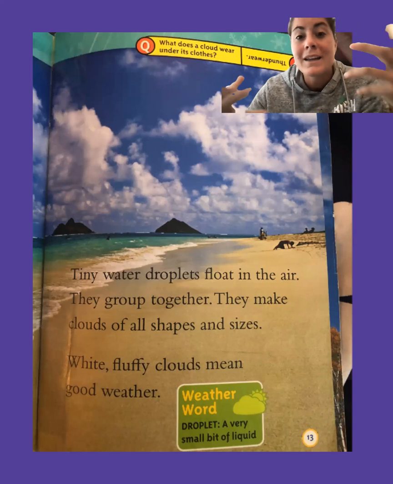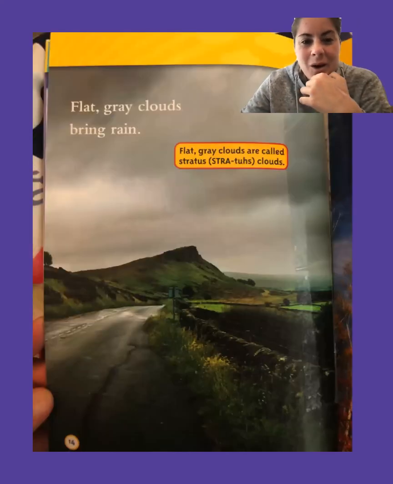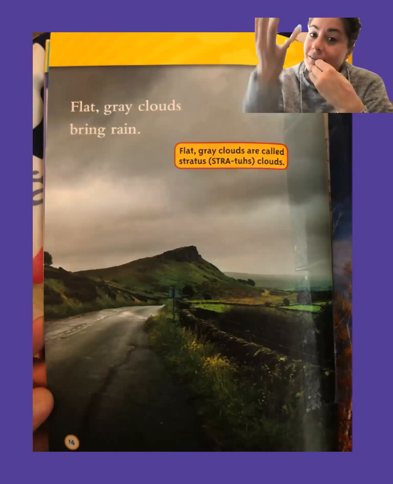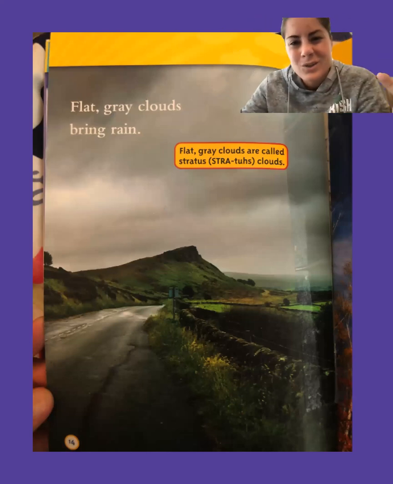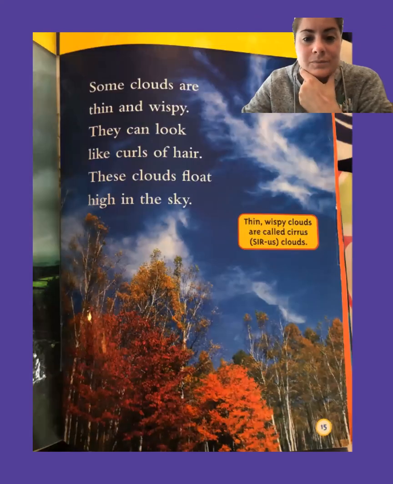Nice. So white clouds, right? But when they turn gray, what do you think? Flat gray clouds bring rain. Now, not all the time. It does mean they're getting kind of full though. They might unleash the rain. But usually when you start to see gray clouds, you might see some rain or feel some rain soon.